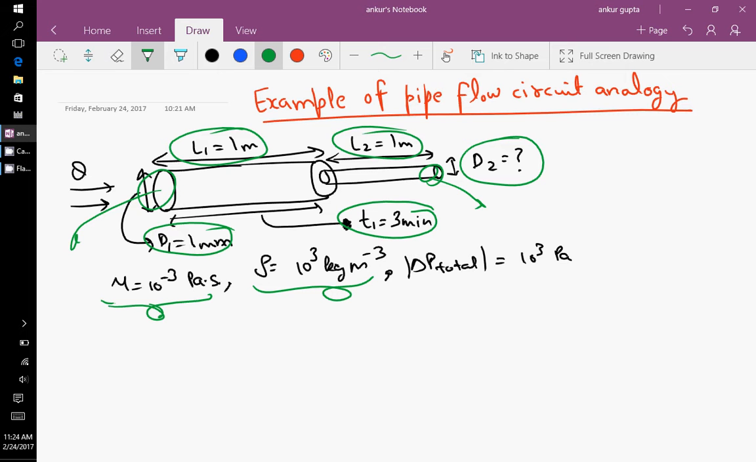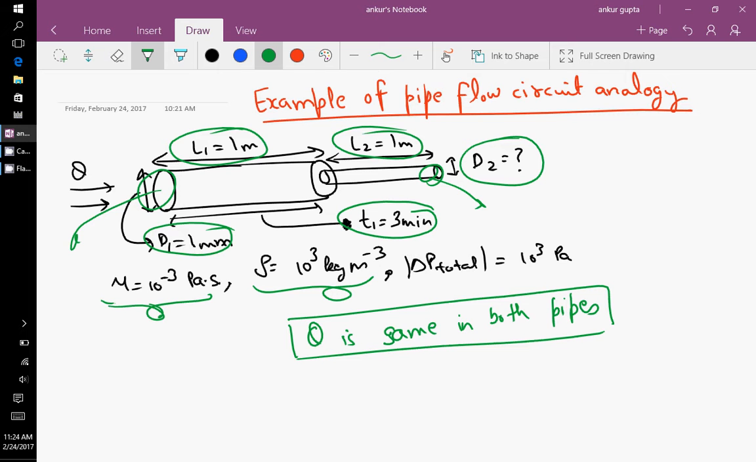But the basic newness of this problem is that you have two pipes connected to each other. When you have pipes connected in the way shown in the figure, the first thing you can see is that flow rate is going to be the same in both pipes. You can imagine that is true because mass balance has to be satisfied, so flow rate is the same in both pipes. Whenever flow rate is the same, with two pipes or three pipes, we can write them as a series system.